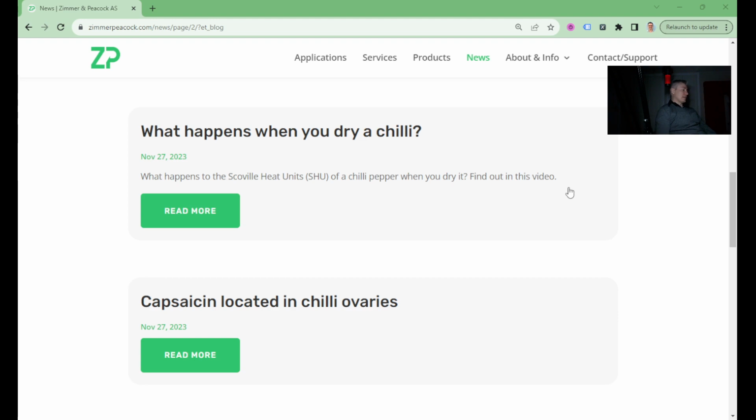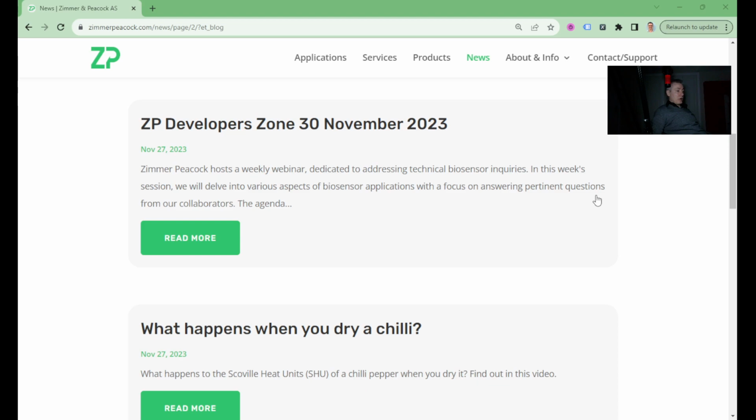Then you find that the capsaicin is primarily located in the ovaries, which is the white parts. If you split a chili in half, you're going to find some sort of central core to it. There's the white bits, and that's actually the ovaries, and that's where most of the capsaicin is contained. People sometimes think it's in the seeds, but it's not in the seeds. It's actually in the ovaries.